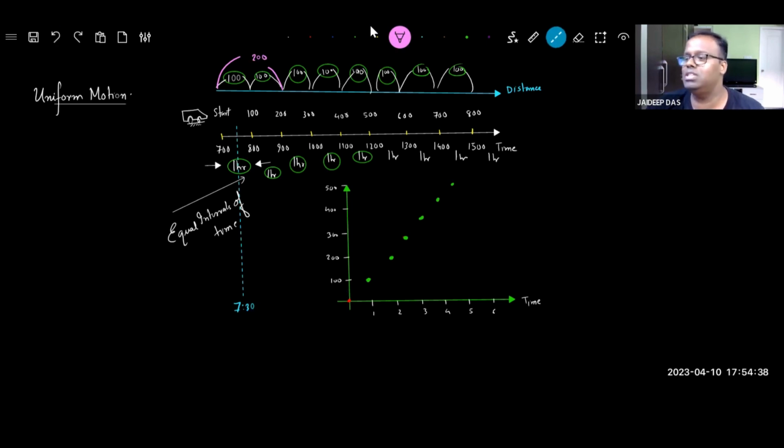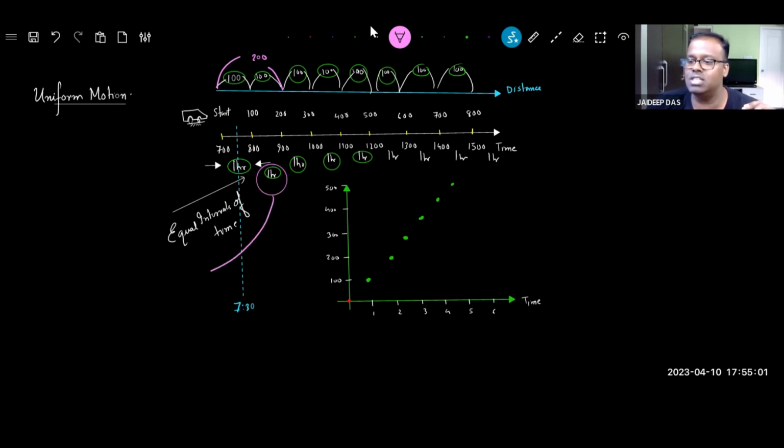How are you making a straight line here? This could have been something like this also. This could have been something like this also. You don't have that information. So we need to change our definition. And that is where the book of Lakshmi Singh helps you. A body is said to be in uniform motion if it travels equal distances in equal intervals of time.